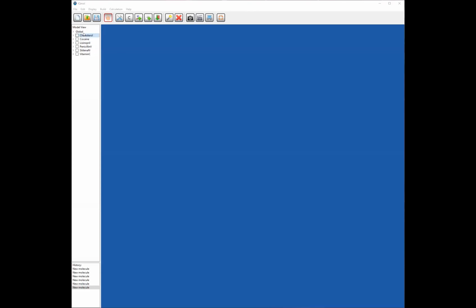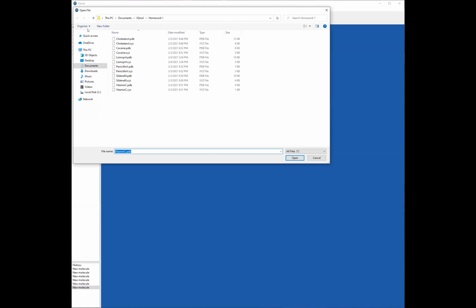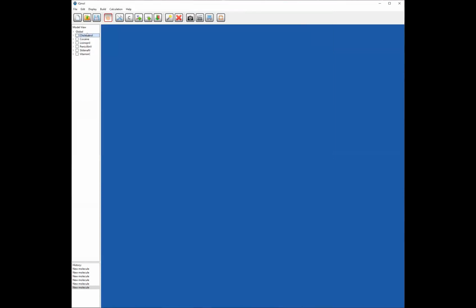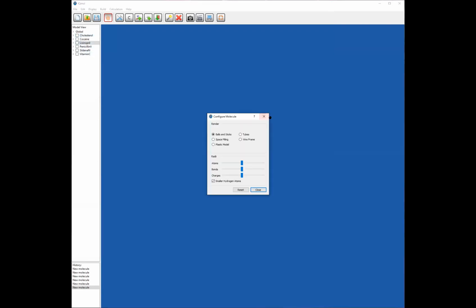So I decided to do 4 different drugs and 2 biological molecules. Here are all the files. As you can see, they're in PDB and XYZ format. So the first drug that I chose was lisinopril. Lisinopril is this one right here.